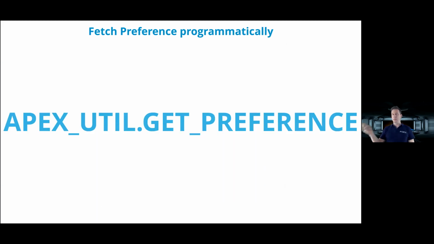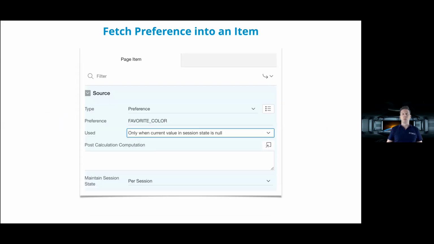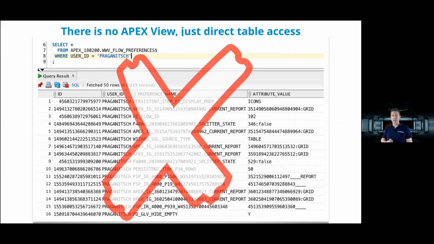and then later on, you fetch the preference again, either by using the API, or you can have an item with a source of preference, so your item's value will be fetched from a preference. I know, tiny thing, but it can be very useful. Unfortunately, there is no Apex view to read out all those preferences. Might be a security thing, but I don't know.